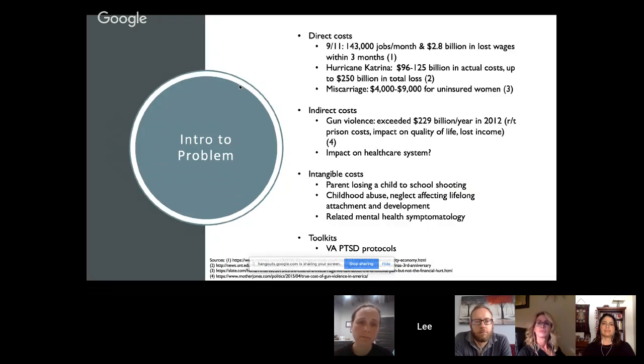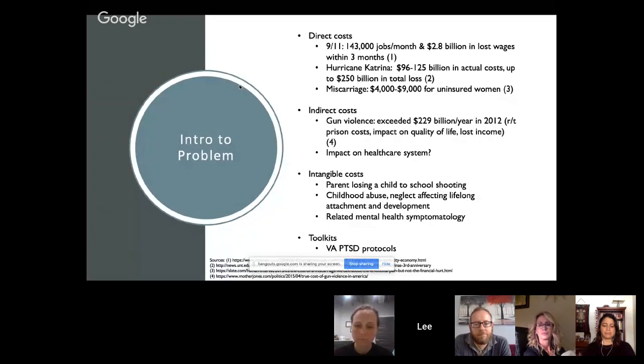So when I thought about this problem, I thought kind of large scale. I won't go through word for word here, but it goes through everything from 9/11 and the direct costs, Hurricane Katrina, and the costs that it has on our total economic system. Even looking at more personal things, such as miscarriage and not having insurance, what that can cost the individual.